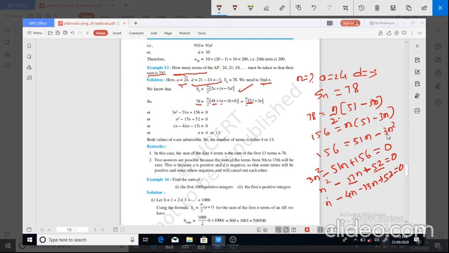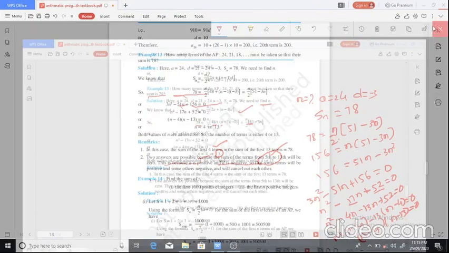So what is common here? n is common, so n minus 4. What is common here? Minus 13 is common. So n minus 4 is common in both, and the remaining is n minus 13 equal to 0. So the final values are n equal to 4 and 13. Both values of n are admissible, so the number of terms must be either 4 or 13. Two values can come, 4 or 13. Both are right. Okay, so go to the next question.